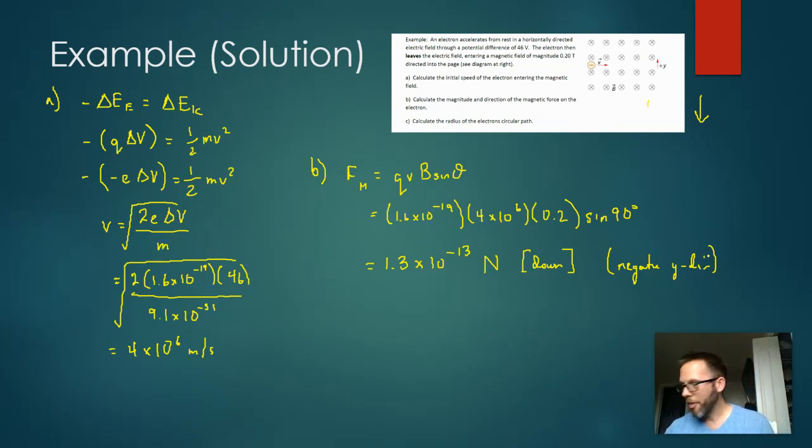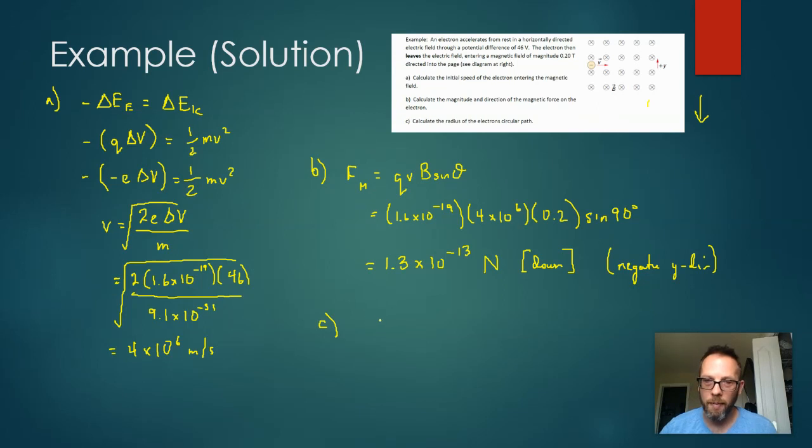Finally, I think I can do C on this page. I think I gave myself some extra room. So let's do C. What would be the radius of the electron's circular path? So we've established that because the force is acting at a 90-degree angle, perpendicular to v, we're going to get some uniform circular motion. And so let's actually find that.